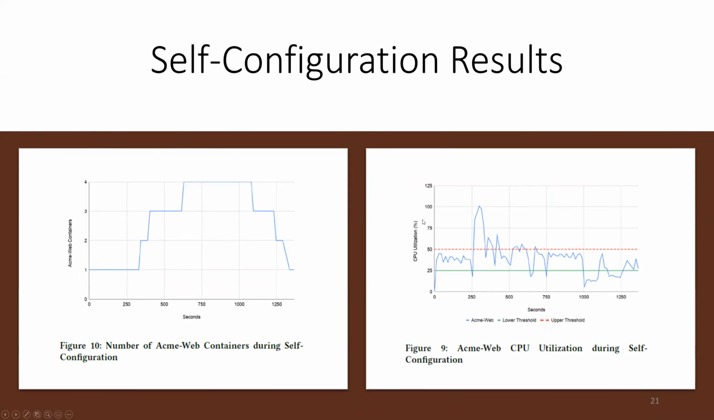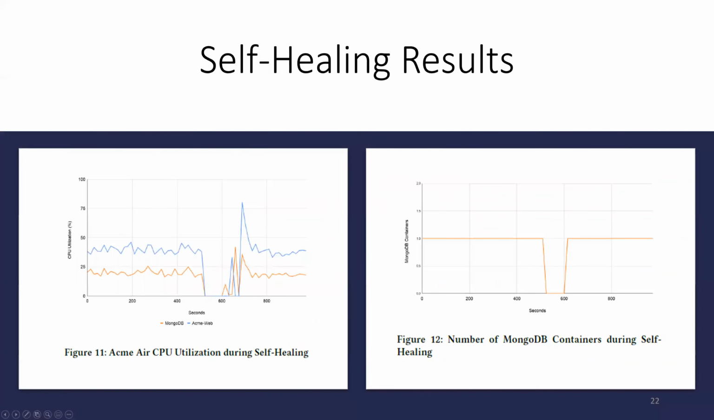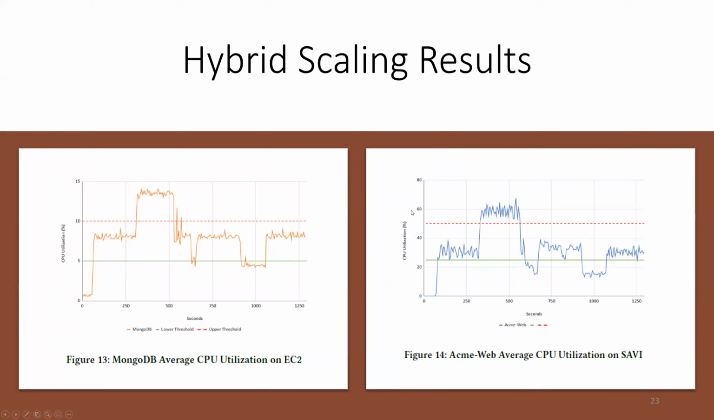Here are the self-configuration results. Here you can see this container is being scaled while the utilization is within the threshold. When it exceeds the threshold, more containers are deployed through our platform. Here are our self-healing use case results. Here you can see MongoDB going down, but our framework is able to respond and self-heal the MongoDB instance. And then these are our hybrid scaling results. Here you can see the MongoDB average in EC2 and the Acme Web in Savvy. We simultaneously deploy each of the services to keep them within the threshold.